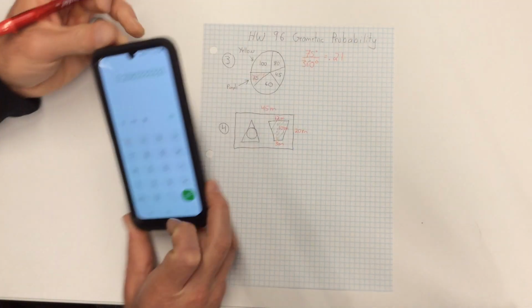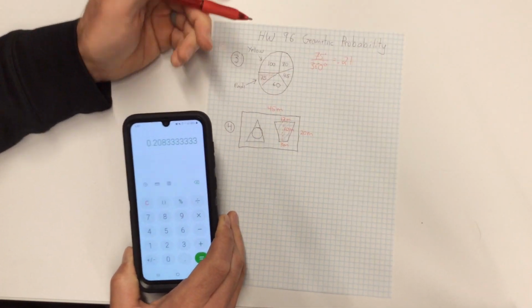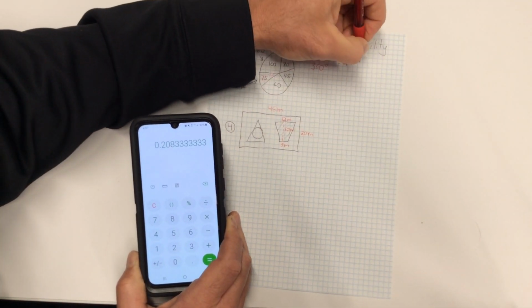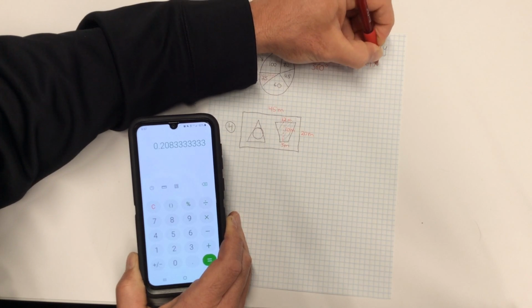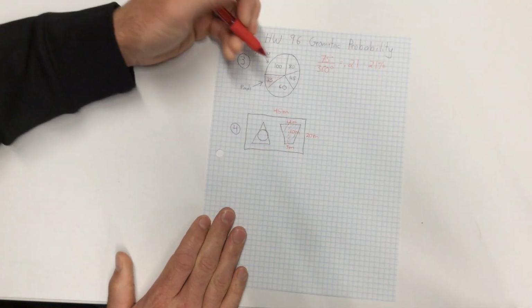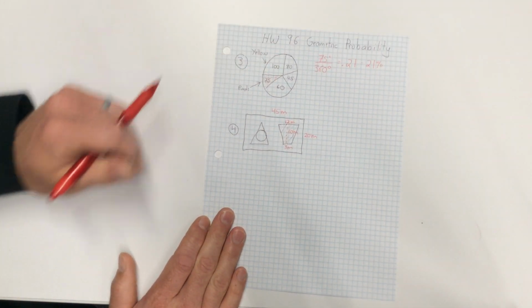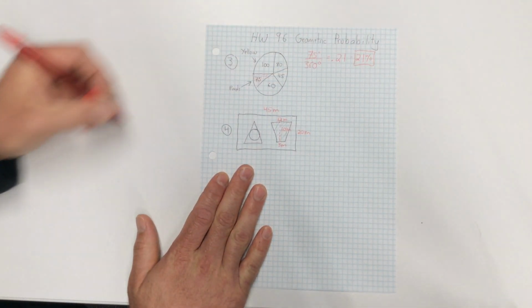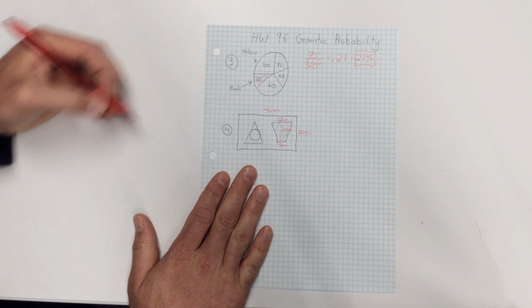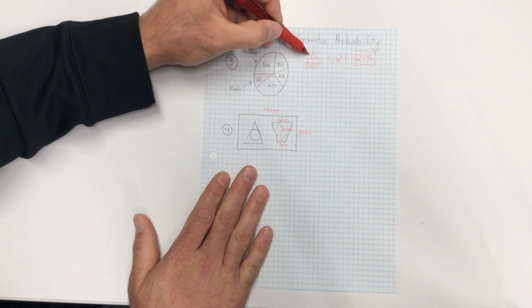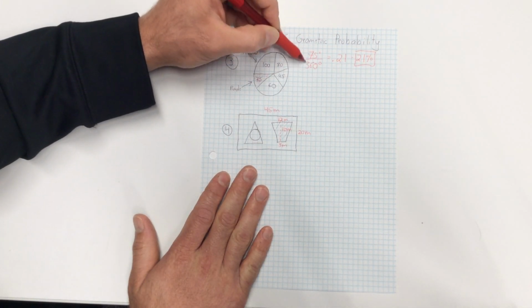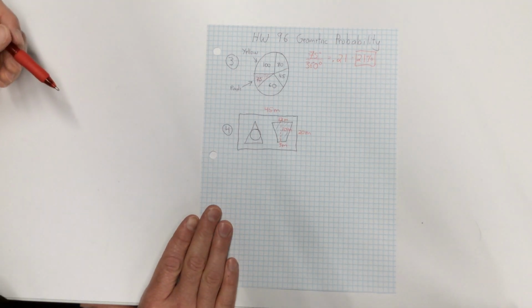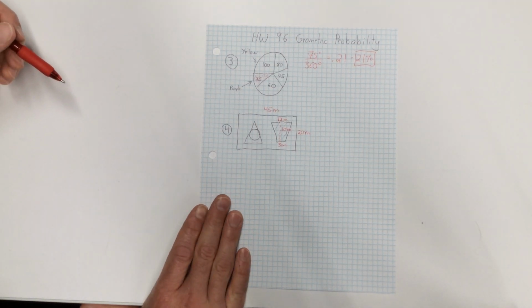0.21 as our decimal. You can reduce that fraction if you want to. I'm not going to. Which is then 21%. So you've got a 21%, or a little better than 1 in 5 chance of hitting this zone here. So 21%. I should probably box these. Okay? 21%. Again, actual over possible.